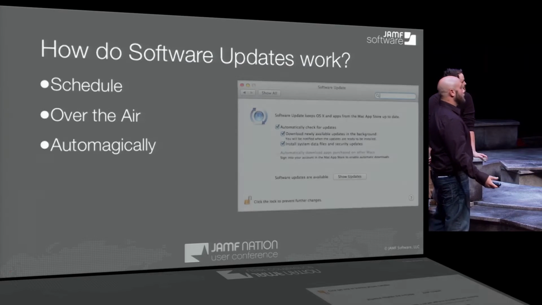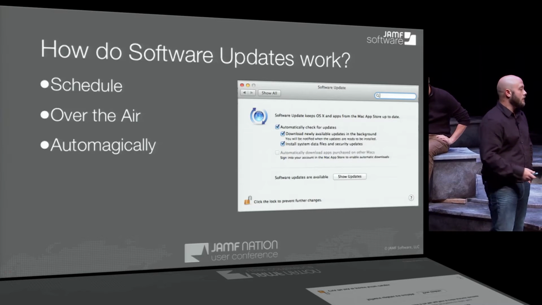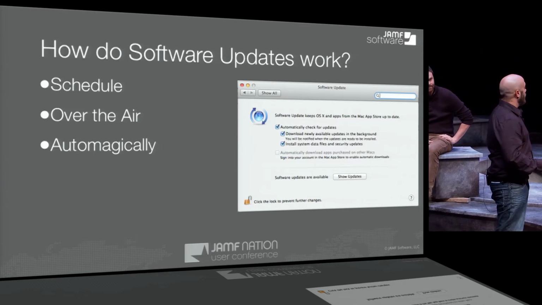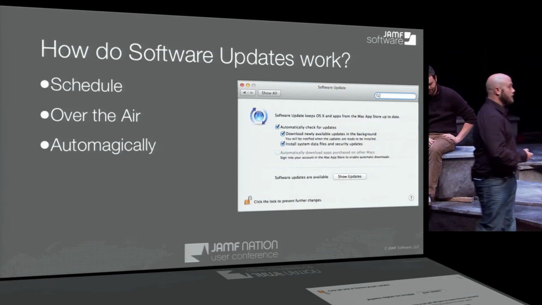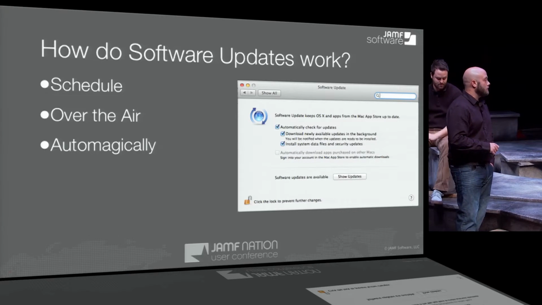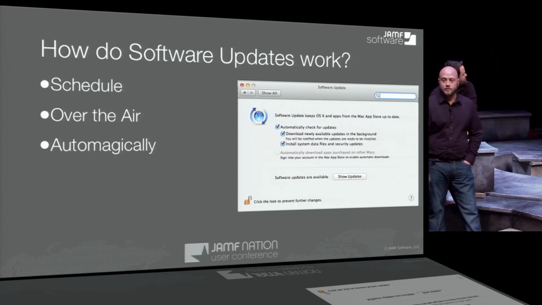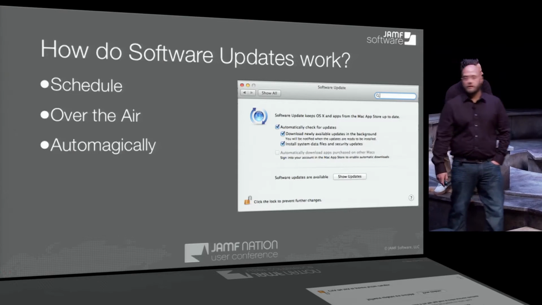So how do software updates work? When you get a machine brand new from Apple, they're automatically looking to Apple for software updates. It happens, they're pre-scheduled, it's over the air, and because any sufficiently advanced technology is indistinguishable from magic, it's automagic.